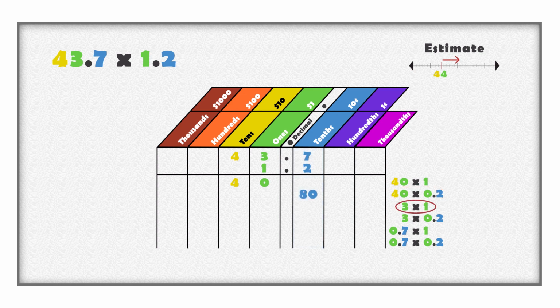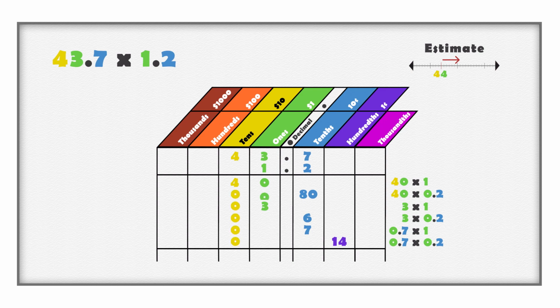3 multiplied with 1 is 3. 3 multiplied with 2 tenths is 6 tenths. 7 tenths multiplied with 1 is 7 tenths. When tenths are multiplied with tenths, we get hundredths. 7 tenths multiplied with 2 tenths is 14 hundredths. Remember, when adding decimals, always add together digits of the same place value.